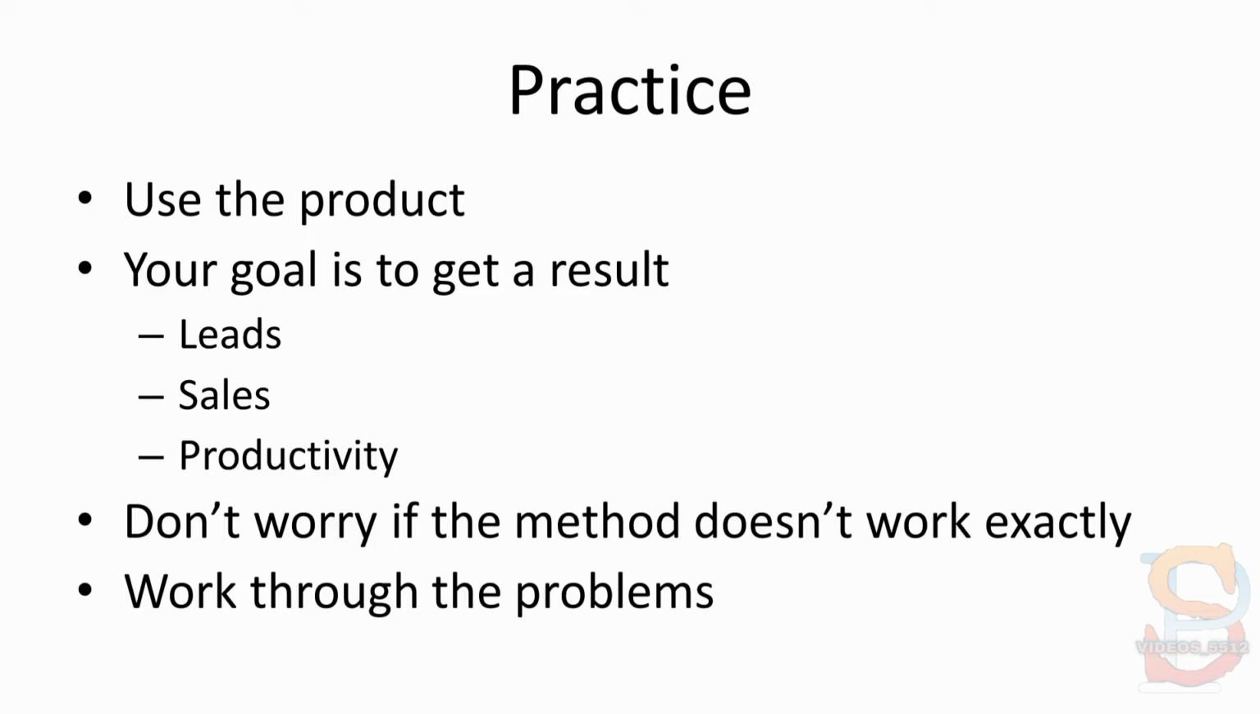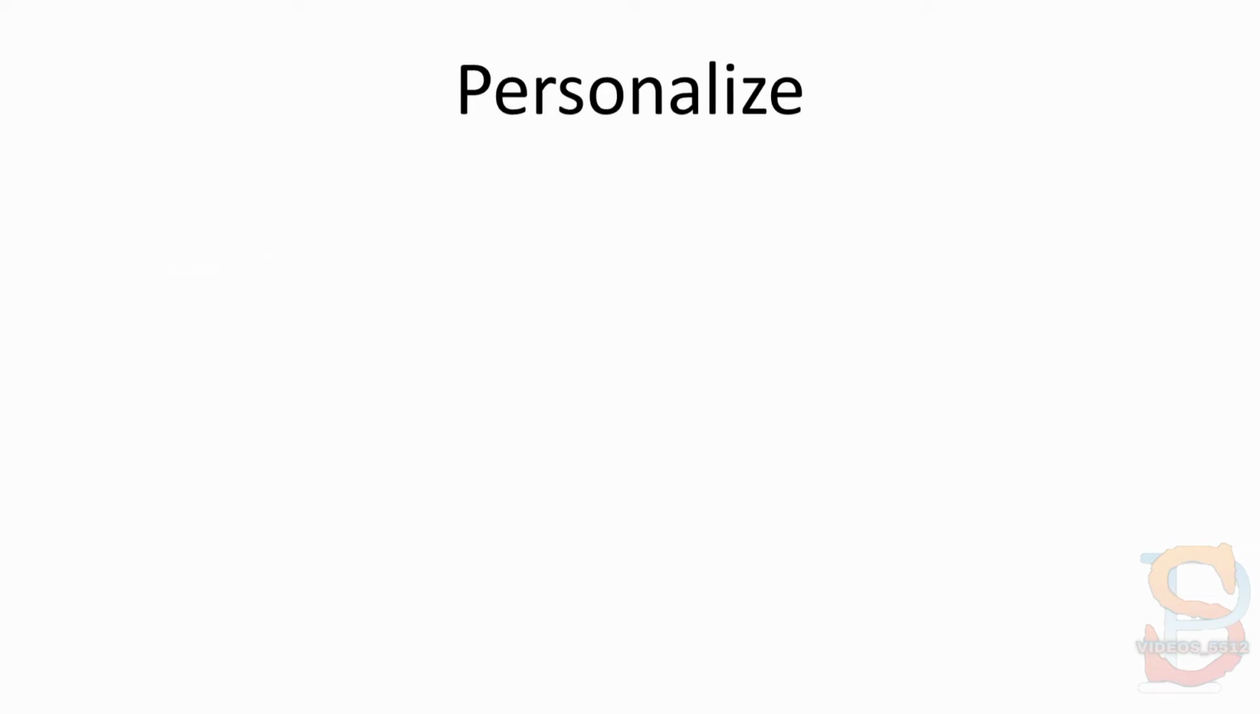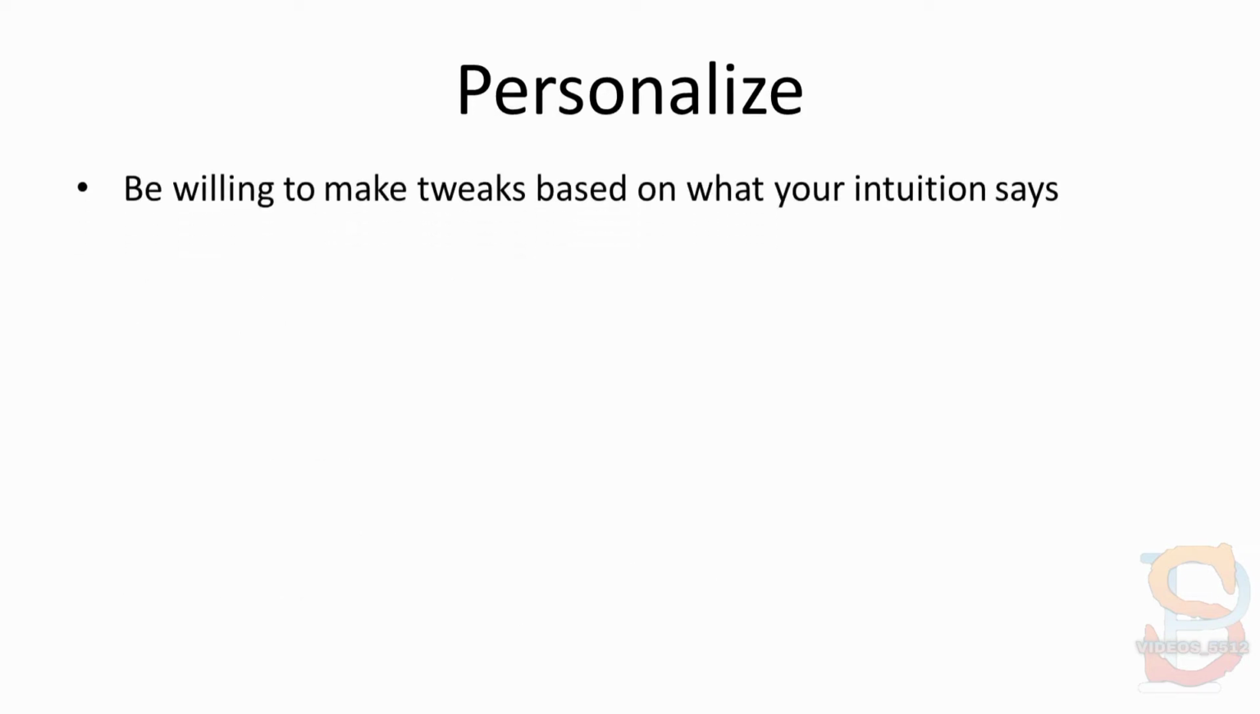So from practice, we go to personalization or personalize. So what we're going to do now that we have a method, we have it working, we're able to get a result, is start making tweaks based on our own intuition. We want to start thinking about ways that we might do the process differently. And we're going to take different methods and different paths to try to get to the goal that we have.